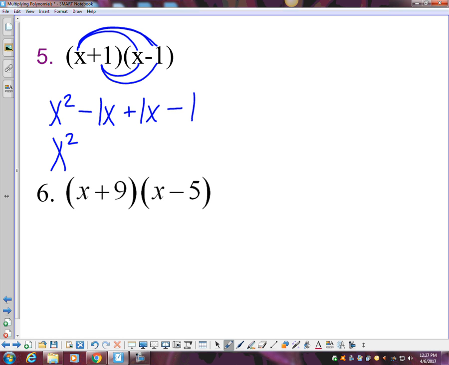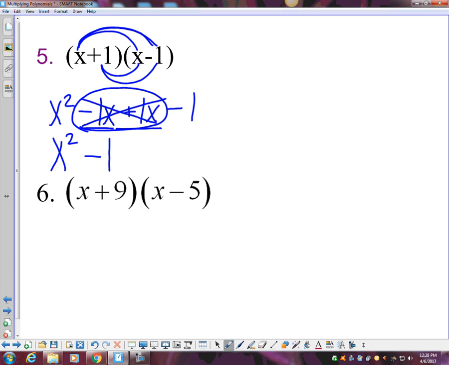I bring my x squared term down. My middle two terms are like terms because they both have x's. But what's going to happen when you do negative 1x plus 1x? They are going to cancel. And I was ready for that to happen. And then I have my minus 1. So this answer only has 2 terms because the middle two terms canceled.